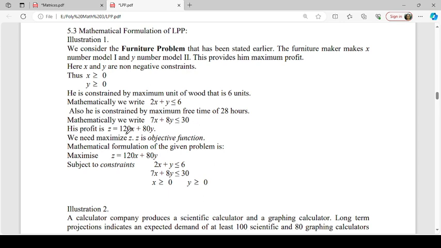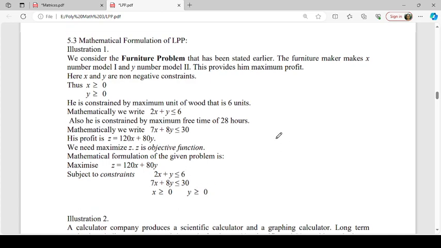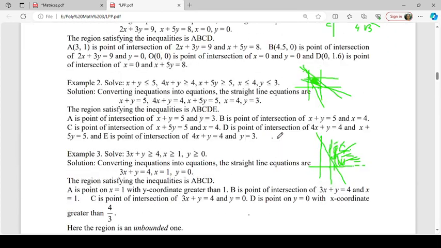This is the objective function. We need to maximize this. So what we do, we find the region, we draw the region, and then we mark the region. Then the corner points. So these are the corner points.